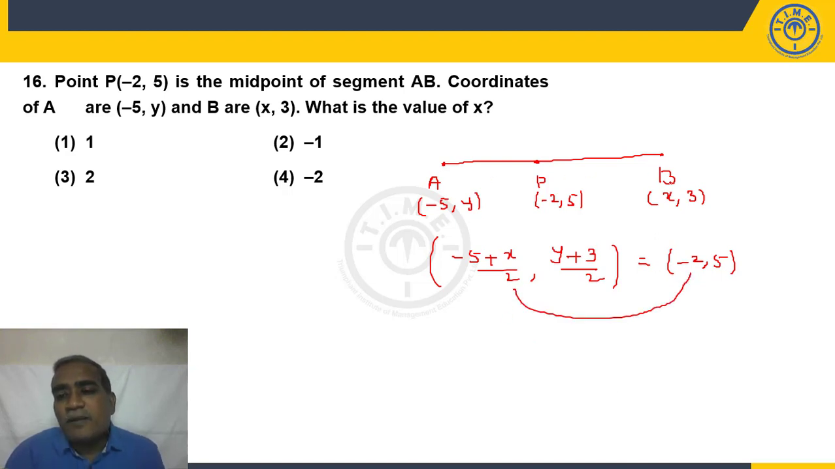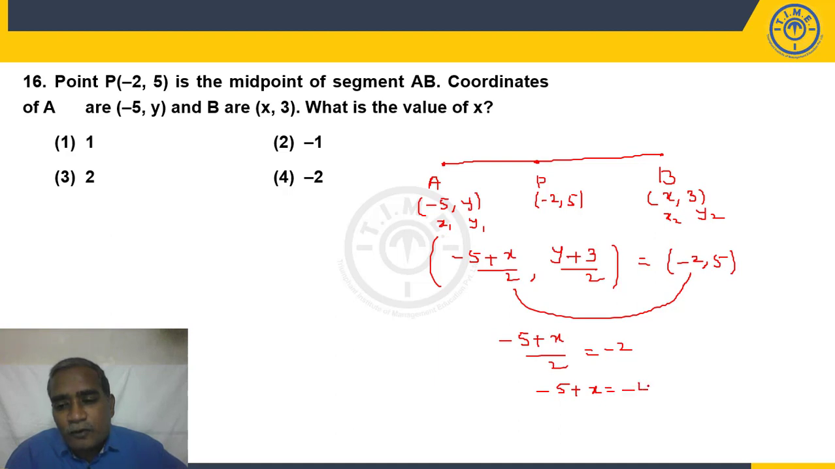So midpoint of AB, if you consider this as x1, y1 and this as x2, y2. I have given the formula: midpoint of AB is equal to ((x1 plus x2) by 2, (y1 plus y2) by 2). (-5 plus x) by 2 is equal to -2. So -5 plus x is equal to -4. X is equal to -4 plus 5, that is 1. What is the value of x? I got x is equal to 1. Clear? Right. Now move to the next problem.